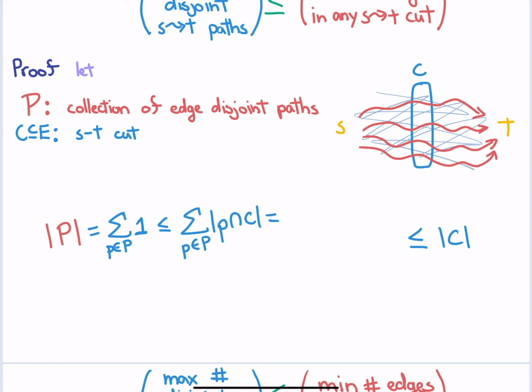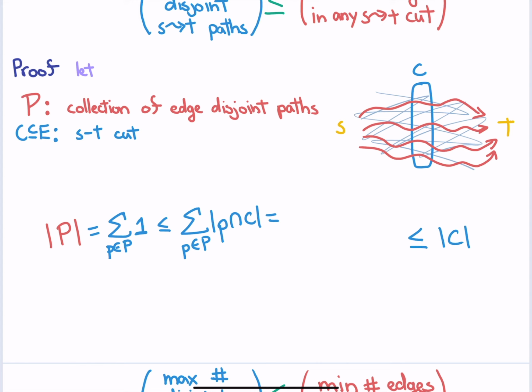Now for each path, I've chosen at least one edge from the cut that disrupts it. And what do I know about these edges? Can they be the same? How come they have to be different? Because the paths are edge disjoint. The paths are all going from S to T, and they're using different edges from the cut because the paths themselves are using different edges.